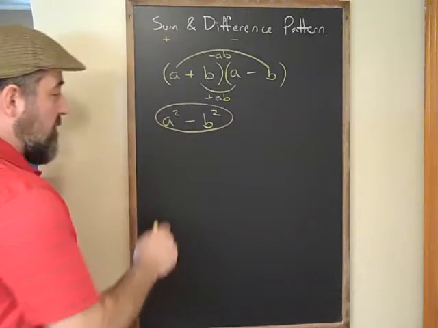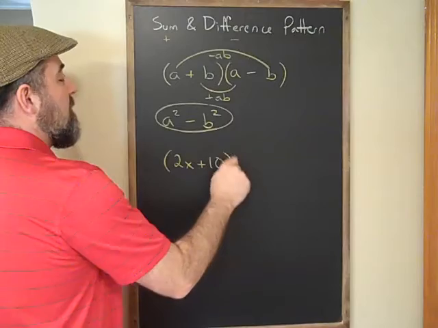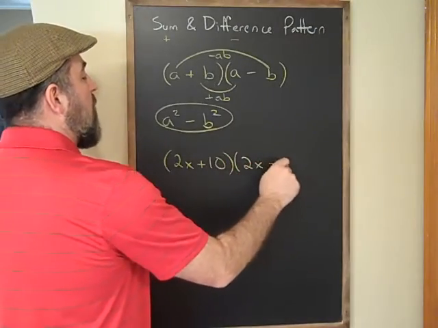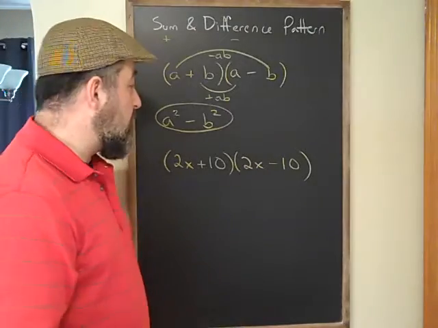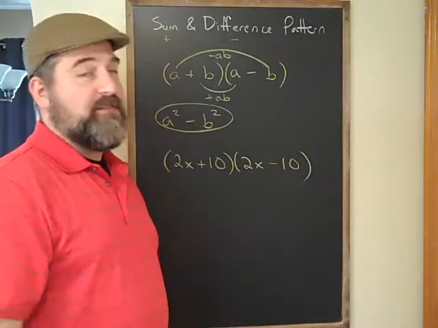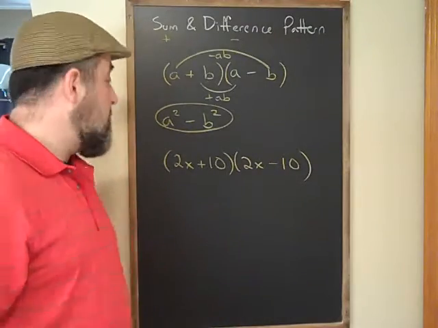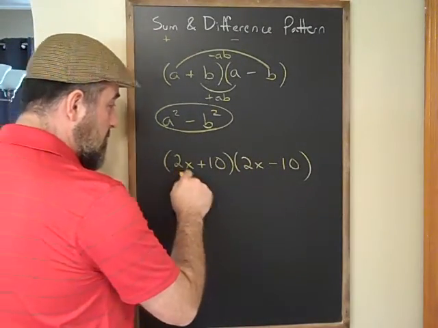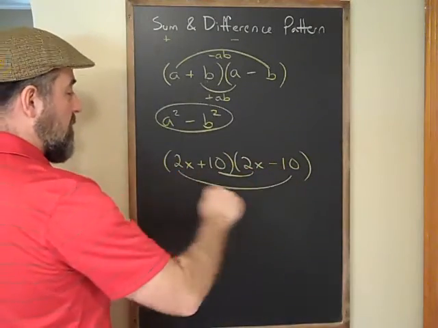So what I'm saying to you is this: if you saw a 2x plus a 10 multiplied by a 2x minus a 10, basically the FOIL algorithm just becomes the FL algorithm. It's firsts and lasts, and that's it. Because our outers and our inners are going to be opposites. You see it here, look.